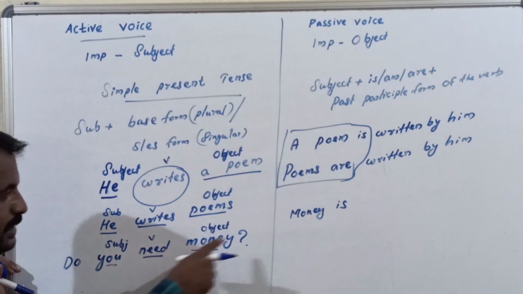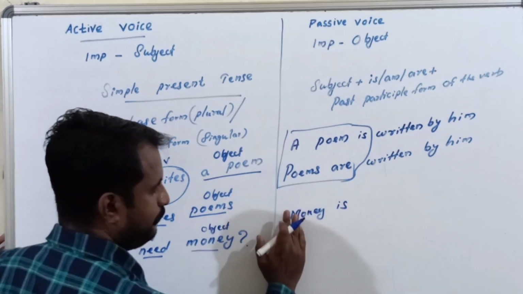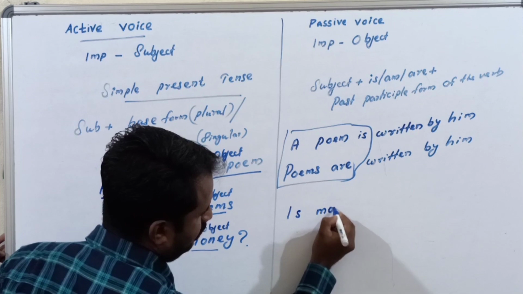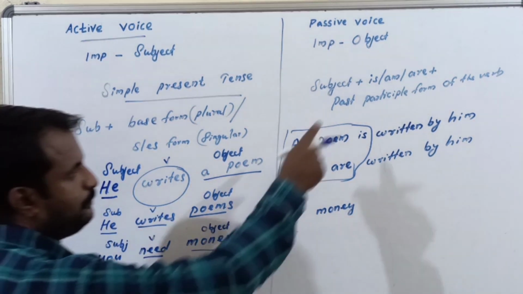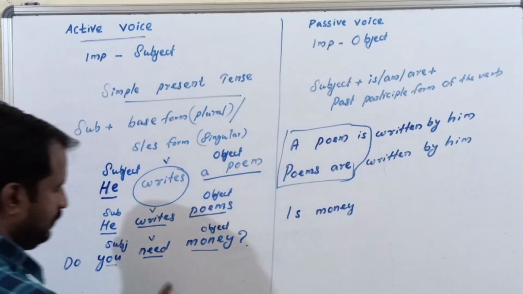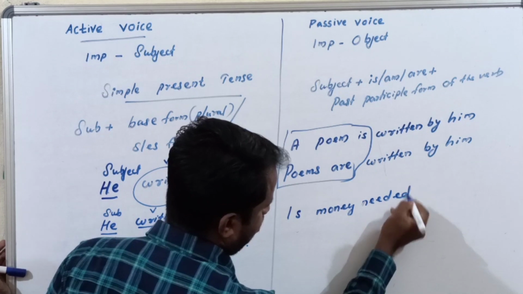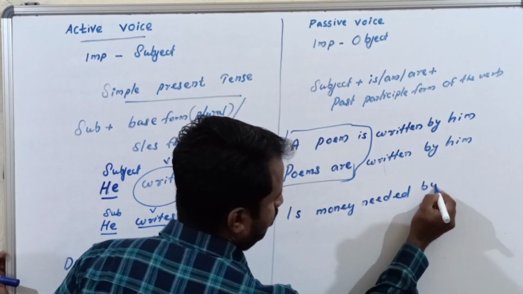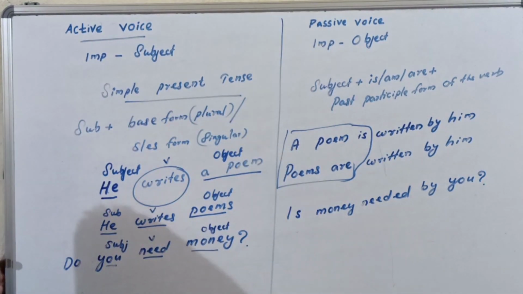Instead of "money is," what can we write? How can you make it interrogative? "Is" comes first. That means begin with the auxiliary verb. "Is money." Then use the past participle form of the verb: "needed." Is money needed? Who needed money? By you. Is money needed by you? Did you get me? Do you understand? Yes, sir. Clearly? Okay.